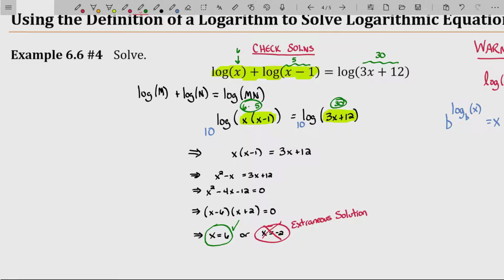Solving logarithmic equations just has an extra little step of checking our solutions. Notice we did get an extraneous solution here. Very common to happen that way.